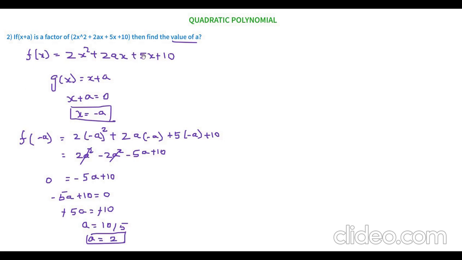So first we'll write f of x, then we'll write the g of x. We found the value of x. So this x, we will substitute the value of x, which is minus a, in place of x and then find the value of a. Isn't it easy?